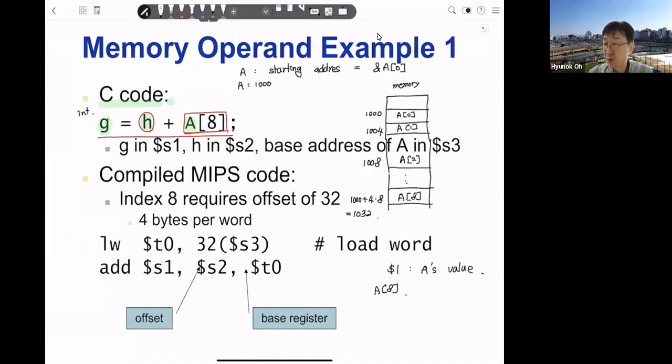We have to add $1 plus 32, right? So this is the address. Which means we have to give a load word instruction, and the address is based on $1 and then 32, which means $1's value plus 32. And the result, the value, should be stored into another register. So this is the meaning of that.